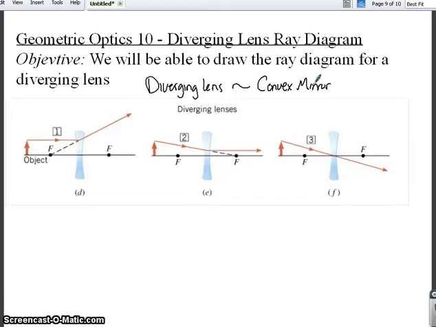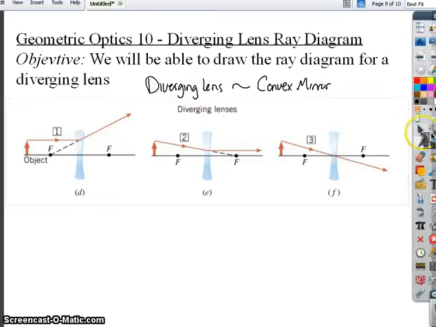So just like before, we're going to draw three rays. I'm going to show you all three. And for testing or any problem purposes, you only really need to draw two, but I'll show you all three, and you can pick which two you want to do.